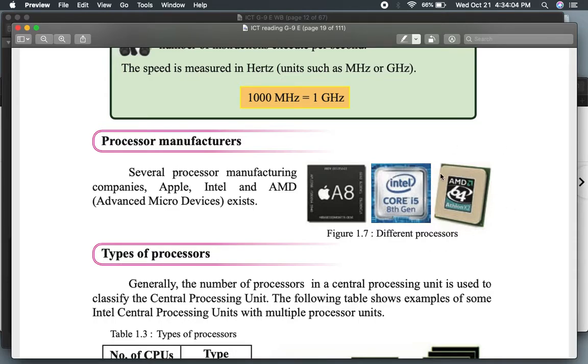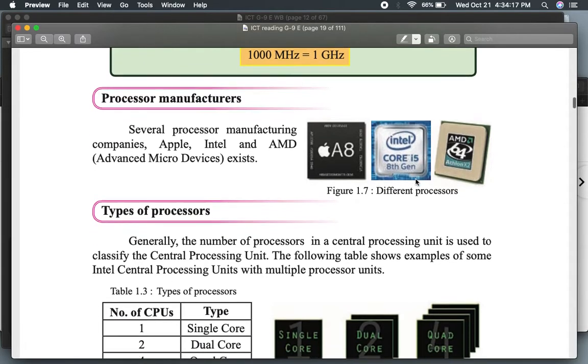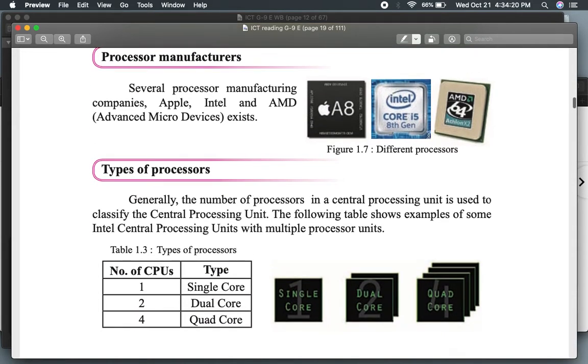Intel and AMD: the Intel Core i5 is an 8th gen processor, and the AMD Athlon X2 is another type of processor. These are generally found with non-Apple devices. So if you take an HP computer or a Dell computer, chances are the processor inside might be one of these.